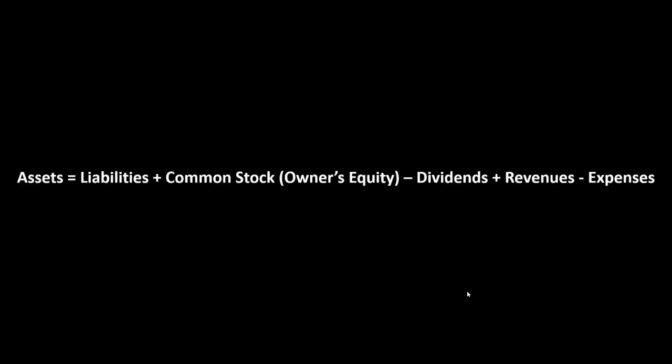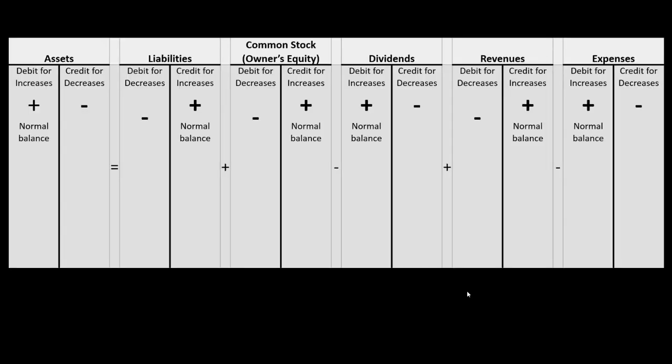But let's look at this in a more complex manner. You know that the expanded accounting equation is actually assets equal liabilities plus common stock, or the owner's equity that the owners contributed, minus dividends plus revenues minus expenses. So this expanded accounting equation has equity broken out into its four components. Common stock and revenues are added because they increase equity, whereas dividends, which are my distributions back to the owners, and expenses decrease my equity. So they're subtracted. In T-account form, this is our expanded accounting equation.